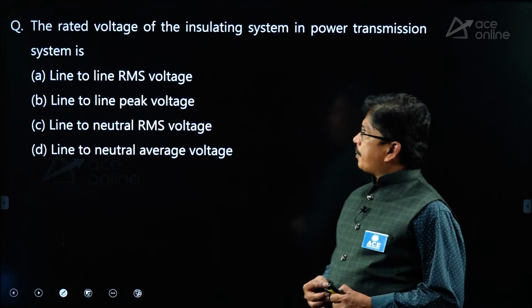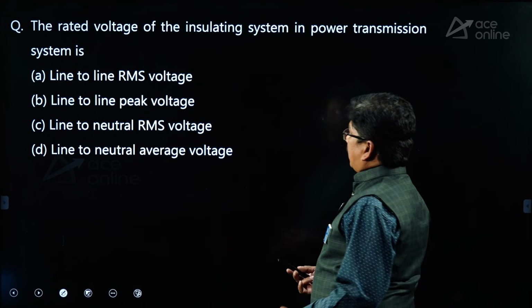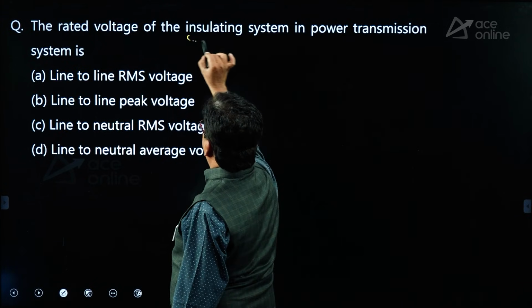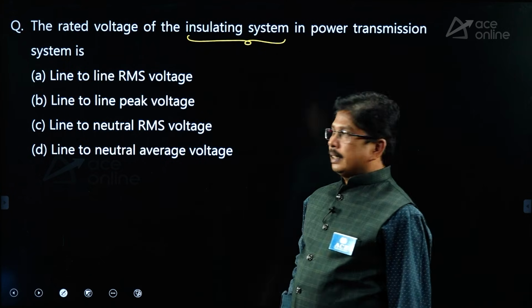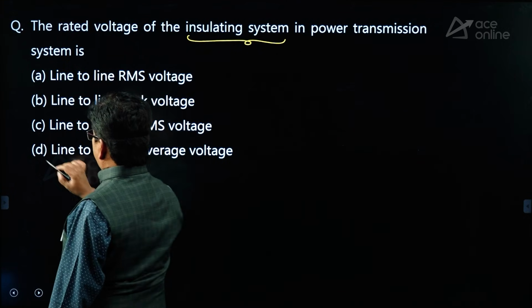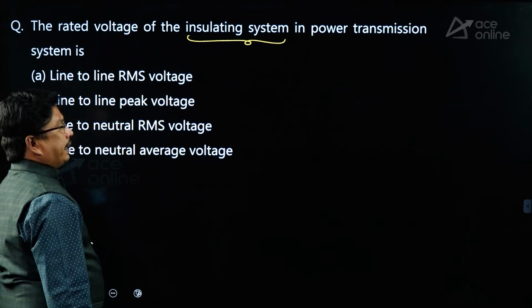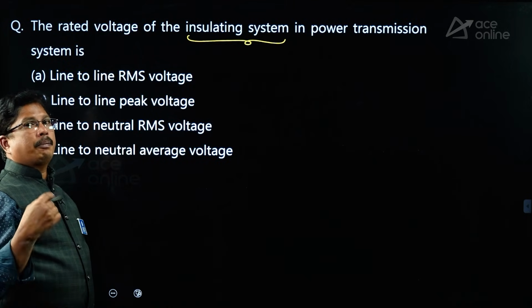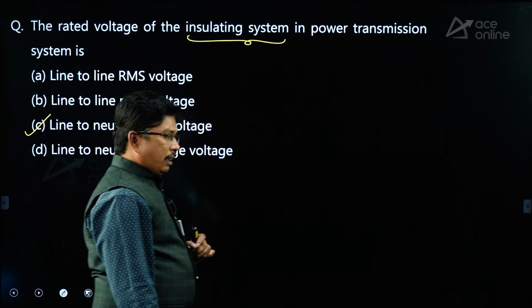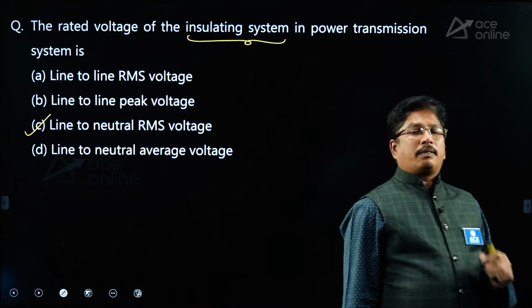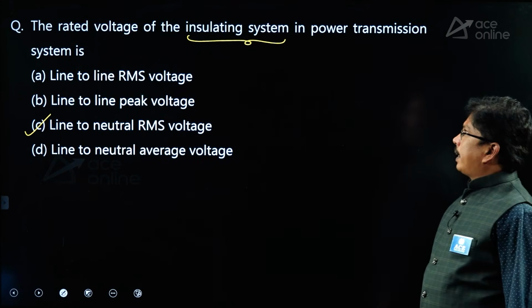The next question: the rated voltage of the insulating system. The voltage across the insulator is always the line to neutral RMS voltage, whereas the design voltage is the line to neutral peak voltage. The line to neutral RMS voltage is the rated voltage of the insulating system.